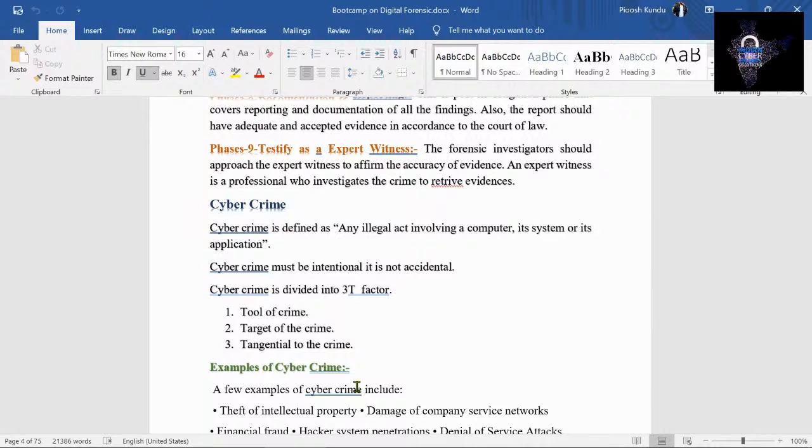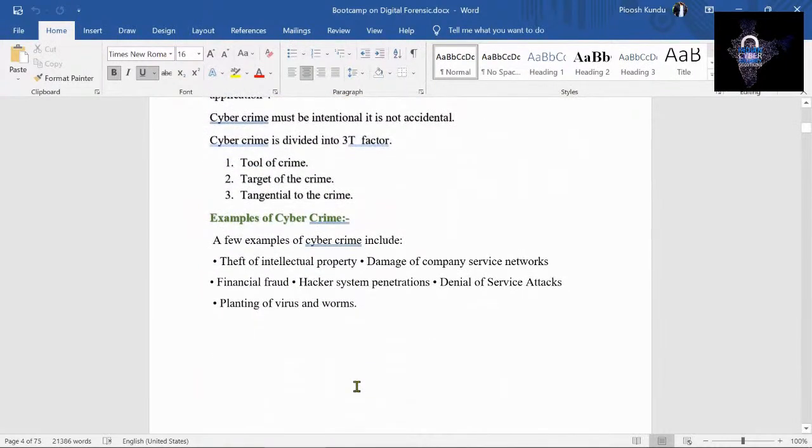Now, a few examples of cybercrime in modern days include the theft of intellectual property, damage of the company service network, financial fraud, hacker system penetration, denial of service attacks or DoS attacks, and planting of viruses and worms.